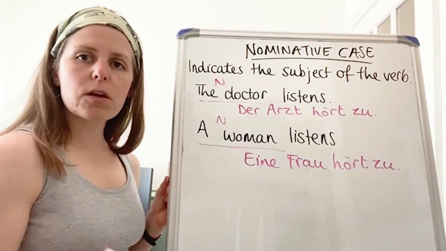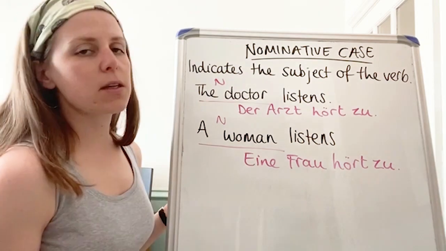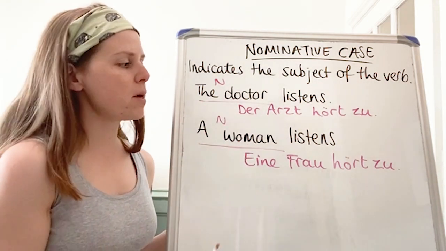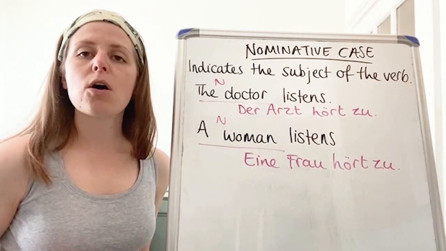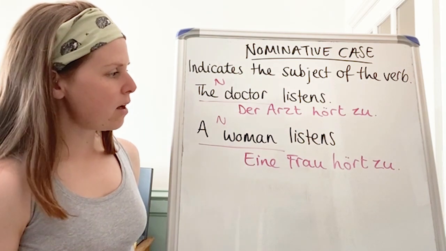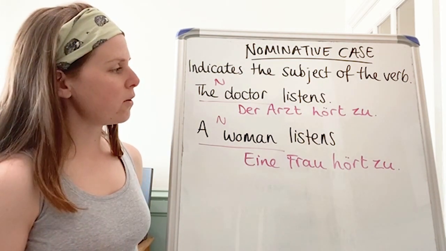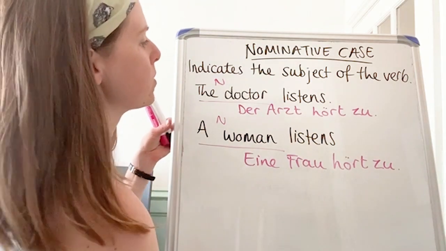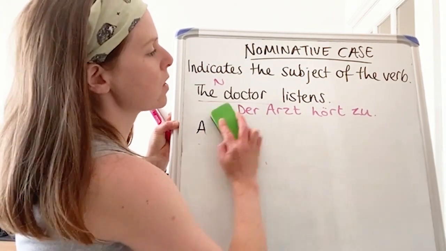Okay, so like you will have seen in class, the words for the and a change their form depending on the gender of a noun. They also change their form depending on the case that we are working with. So I'm going to illustrate that to you now. I'm just going to rub this off the board so you can see.